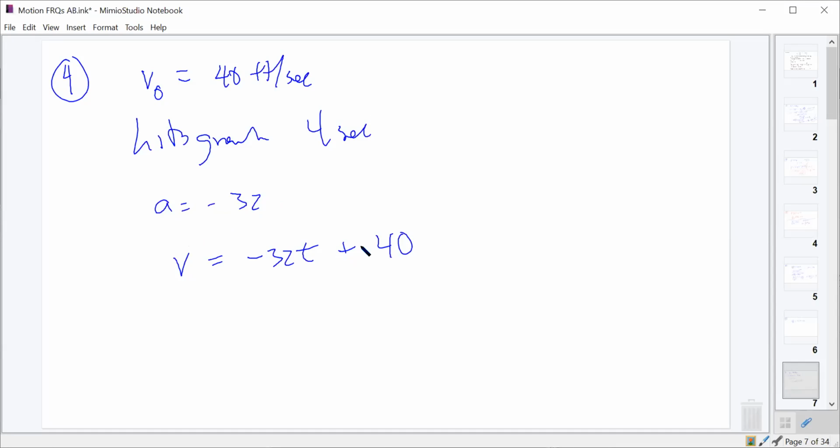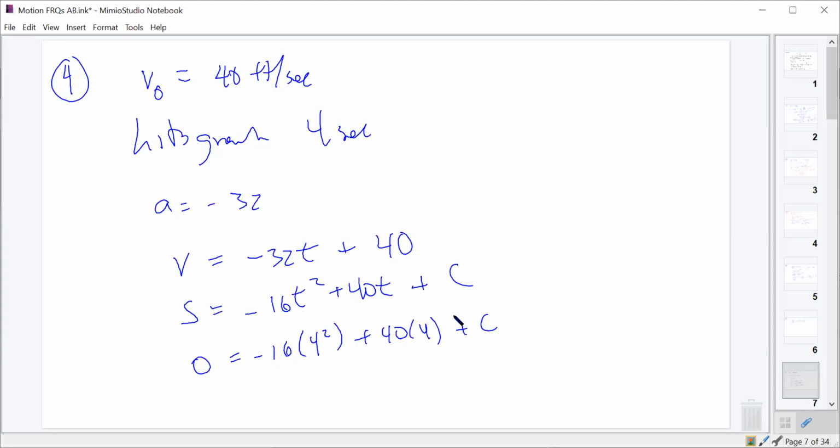And then that will also tell us that the height of the stone at any given time is negative, not 32, but negative 16t squared plus 40t plus some other constant, which, when t is 0, should be the height at which we threw the stone from. And so we want the position of this stone to be 0 when t is 4. So we'll just say 0 equals negative 16 times 4 squared plus 40 times 4 plus our constant.